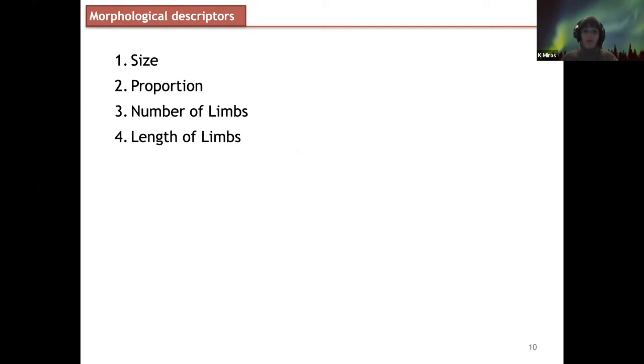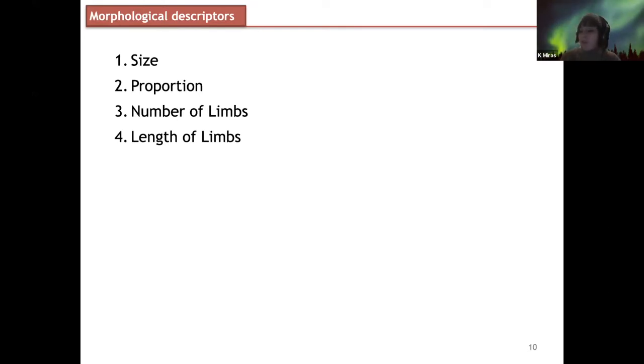Of course, if we want to measure any effects, we need measurements. We need descriptors. In this case, we have morphological descriptors. So for the body, we count size. That's pretty much about the modules, how many modules you have in your body. Proportions, self-explanatory: the number of limbs that a robot has, and the length of these limbs.